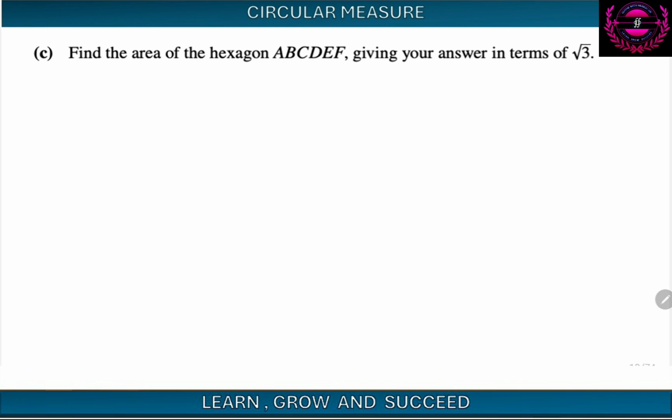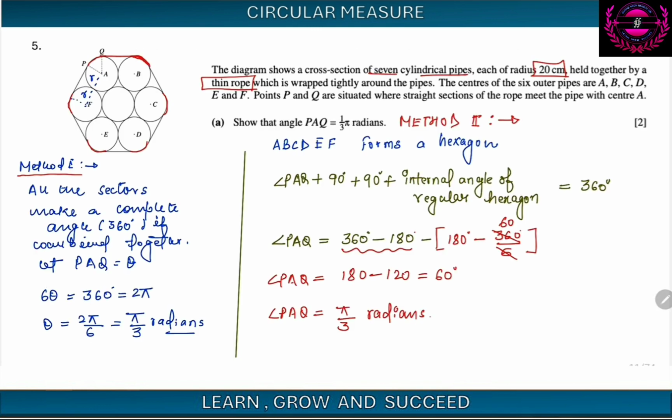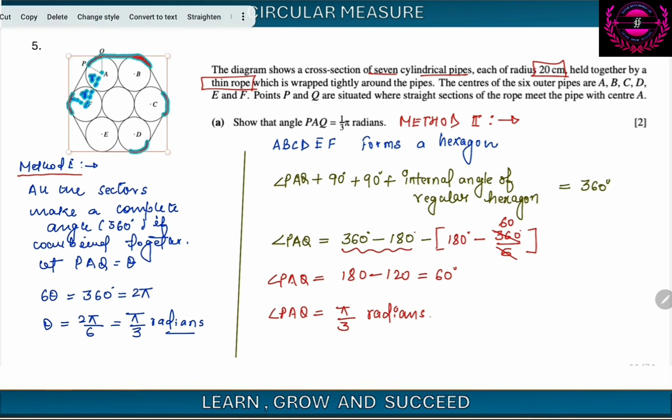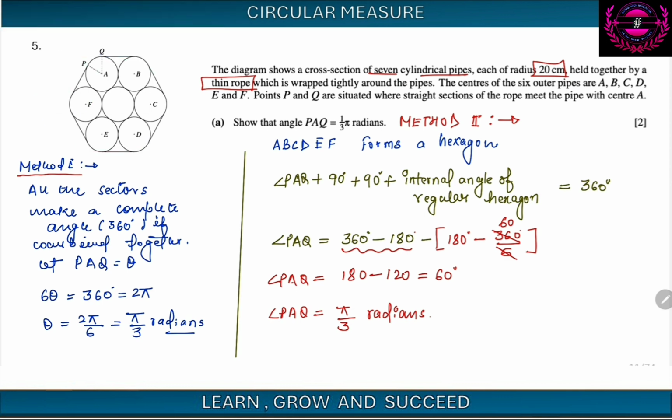So read part C. Find the area of the hexagon ABCDEF, giving your answer in terms of root 3. Now you have to find the area of the hexagon. So have a look at this diagram. Let me draw the hexagon first. So A, B, C, D, E, F, and again A. So this is the hexagon. I have to find the area of this hexagon.